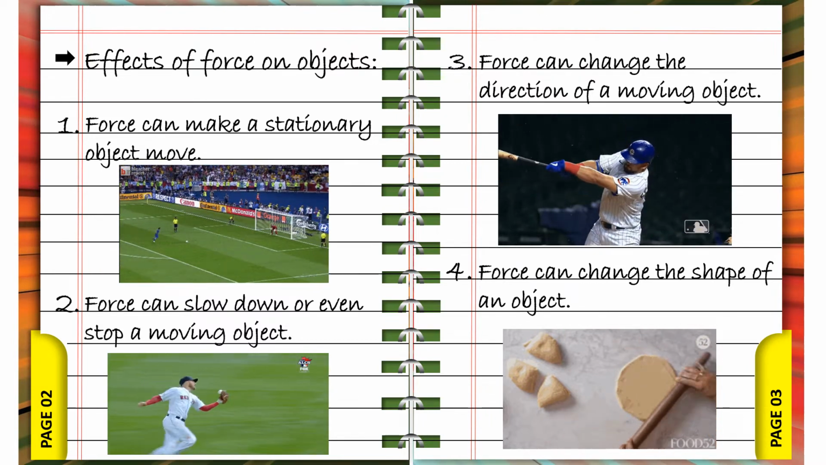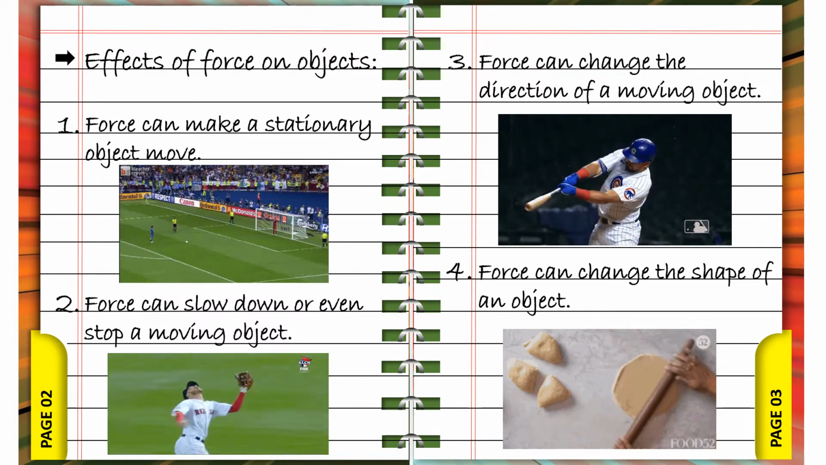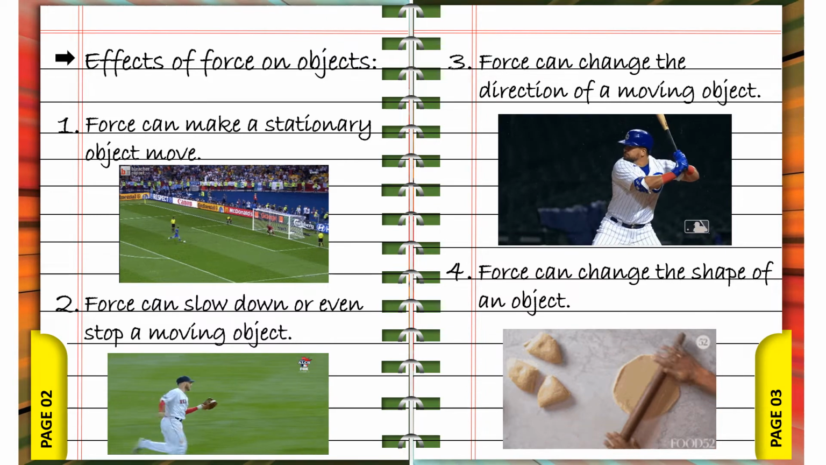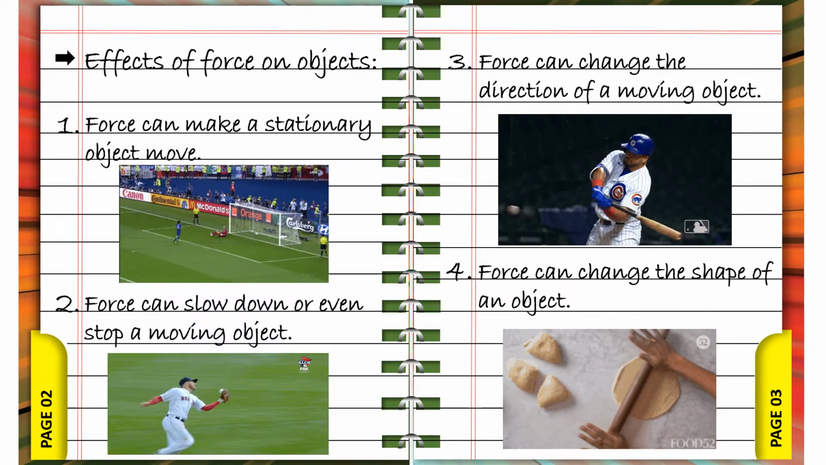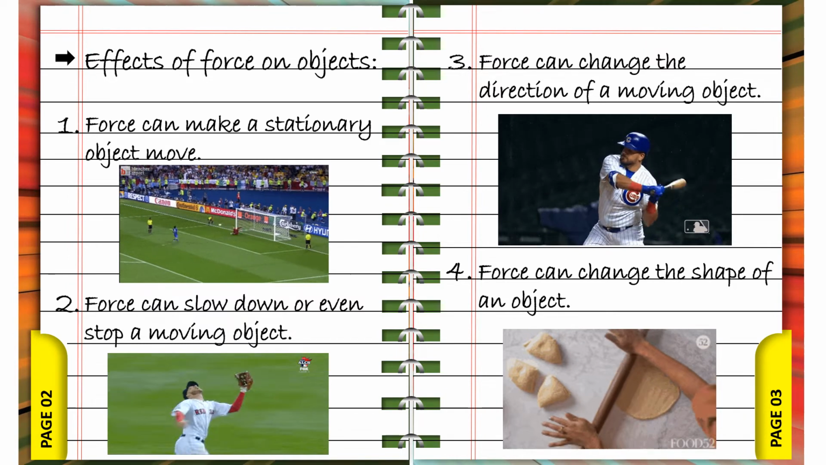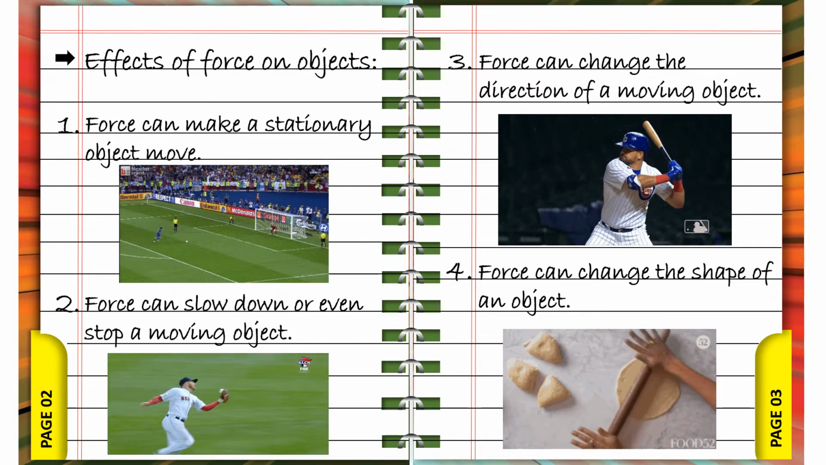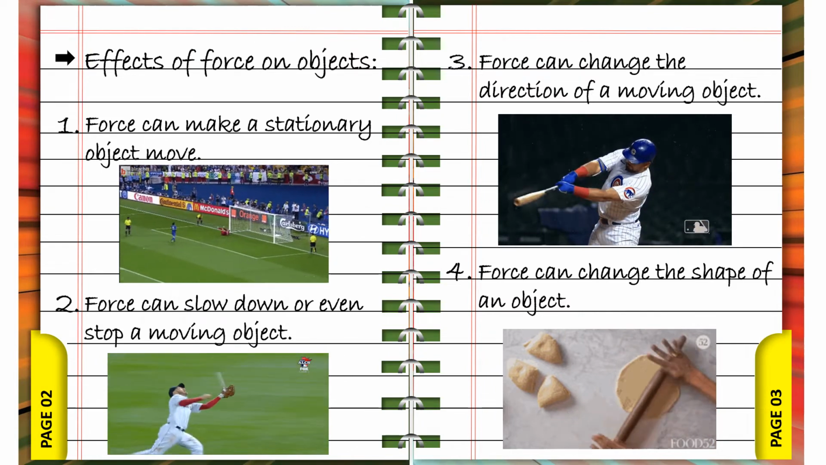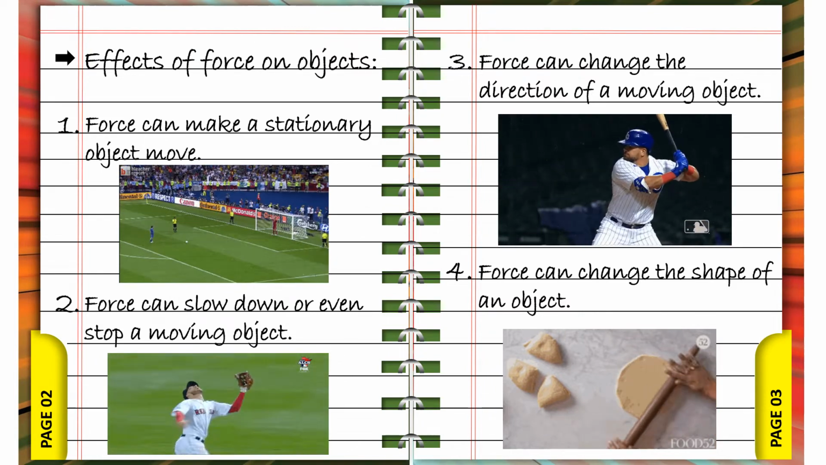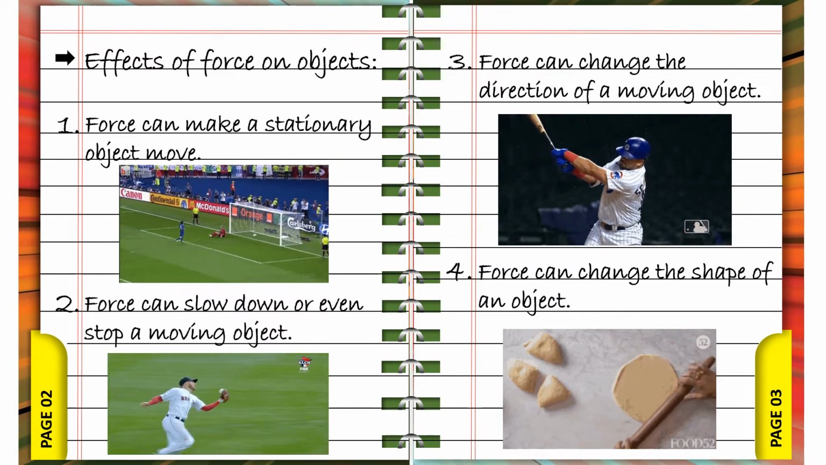The second one, force can slow down or even stop a moving object. Here, when the ball is traveling, it is in motion. When the player catches it, it stops. So, force can slow down or even stop a moving object because the player is putting a force on the ball to stop it. Third, force can change the direction of a moving object.